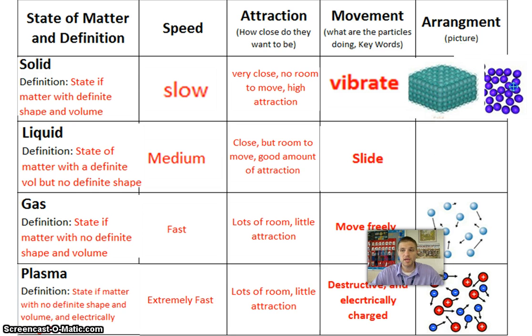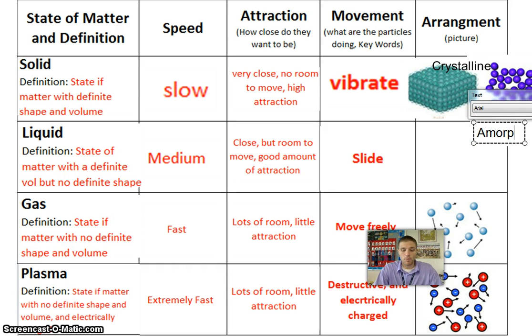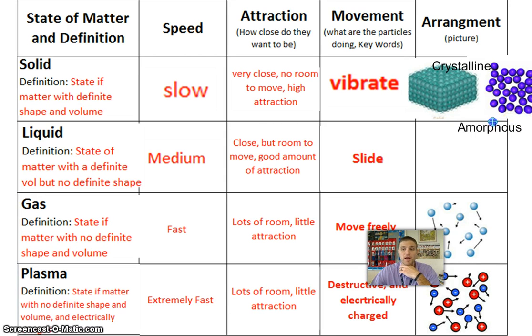This picture over here, even though we used it for a liquid, could be used for a solid because those ones are touching, they're kind of close, but they're not in a specific pattern. That would be what's called an amorphous solid. So this one right here would be called a crystalline solid. And this one over here would be amorphous. Amorphous means that it's very unstructured, or they can move wherever they want. Where crystalline is very structured, very in line, things like that.